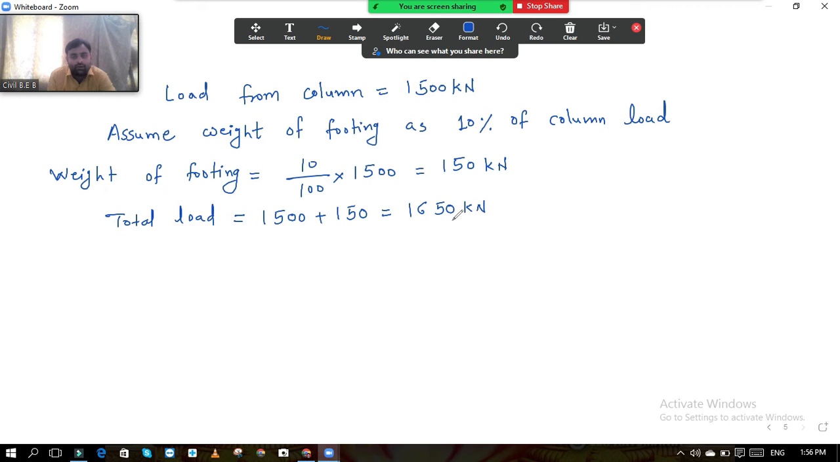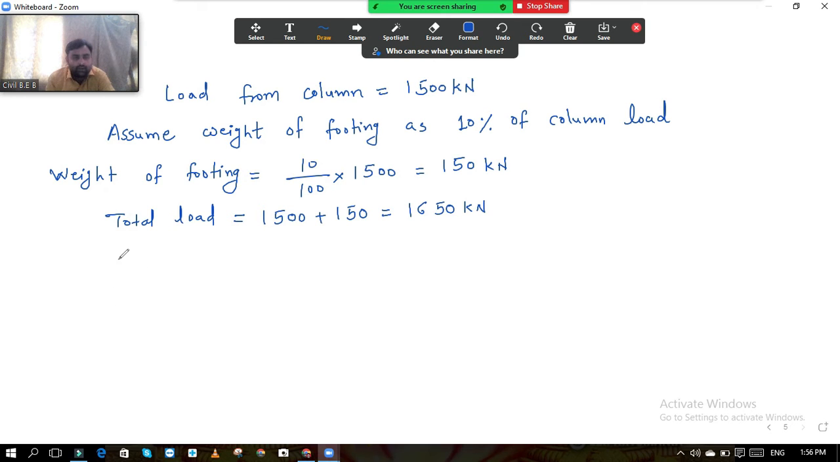Okay, it is 1650 kilonewton. So now this is the total load. We know the total load. Now we want to find out the area of the footing. Okay, so we know the total load and we want to find out the area of the footing, and the formula for area of the footing is, I will write here what is the formula.